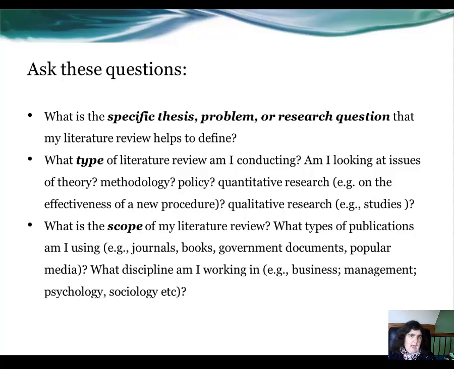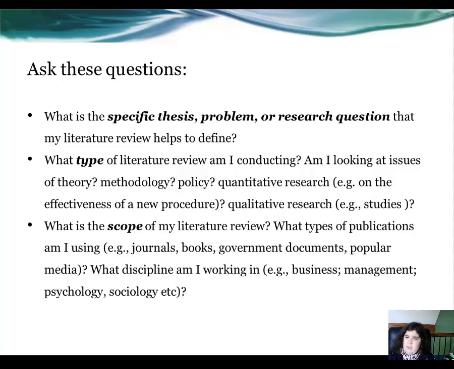Are you looking at Wikipedia, blogs? Are you looking at theses? Are you looking at journal articles? Are you trying to look at quantitative studies and comparing quantitative studies against each other, or comparing and contrasting qualitative studies? What types of publications are you using? Are you using good qualitative results or good quantitative studies?